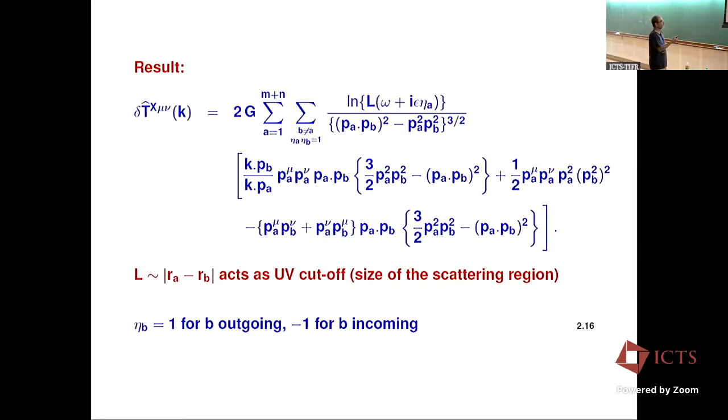So this evaluation I will not do, but as I said, we use the standard kind of technique that people use in perturbative quantum field theory to evaluate this integral.